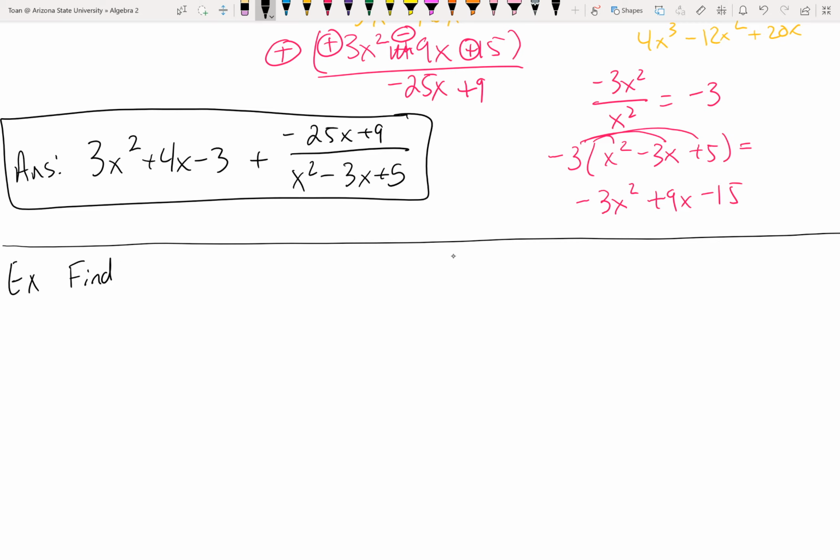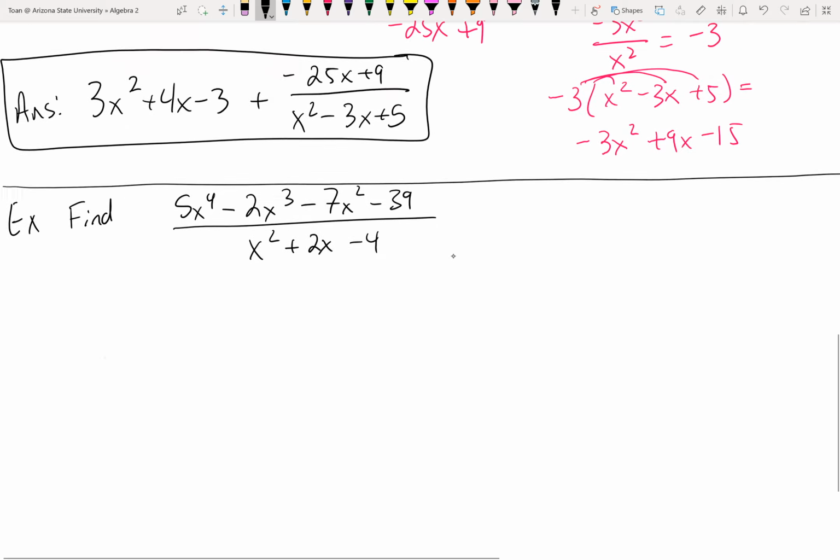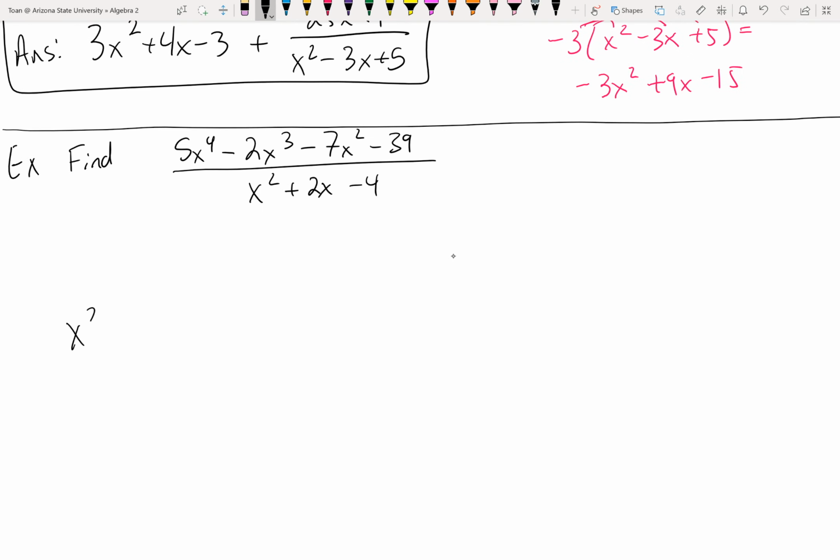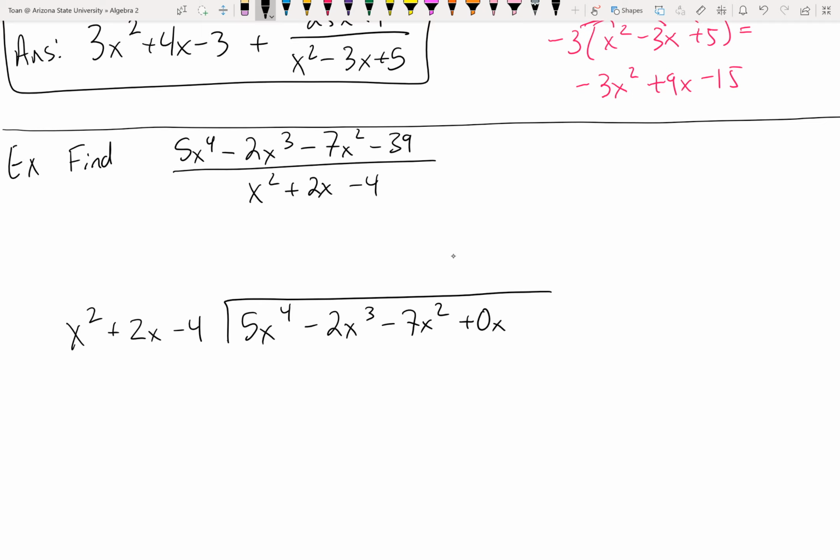So instructions: find 5x to the 4 minus 2x cubed minus 7x squared minus 39 all over x squared plus 2x minus 4. So let's go ahead and set it up. I'm dividing by x squared plus 2x minus 4, so that goes on the outside. And I'm dividing into 5x to the 4 minus 2x cubed minus 7x squared. Wait a minute, I'm missing my regular x. So I'll put a plus 0x and then minus 39. So let's go ahead and divide.